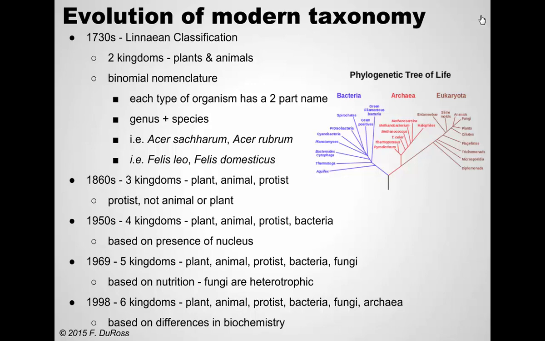Well, the Linnaean system stayed pretty stable for a while until the 1860s, when scientists added another group called protists. The protist kingdom is a weird kingdom. Many scientists today would like to get rid of it because it was a catch-all kingdom where they put things that didn't quite fit in plant or animal. It was just a general category. Then in the 1950s, another kingdom was added, called bacteria or Monera, based on the presence or absence of a nuclear membrane.